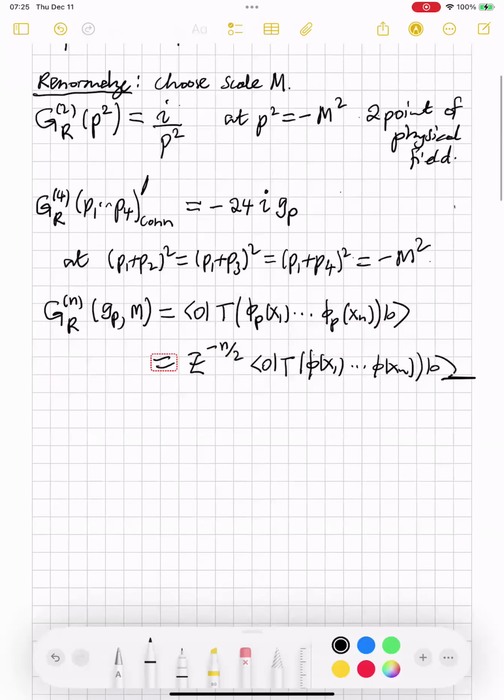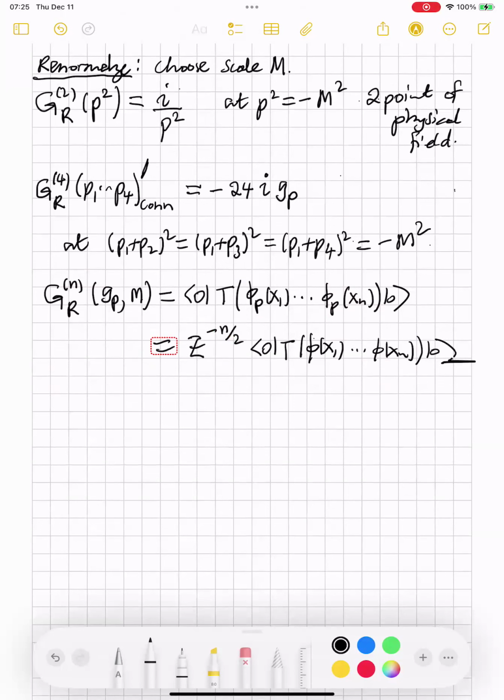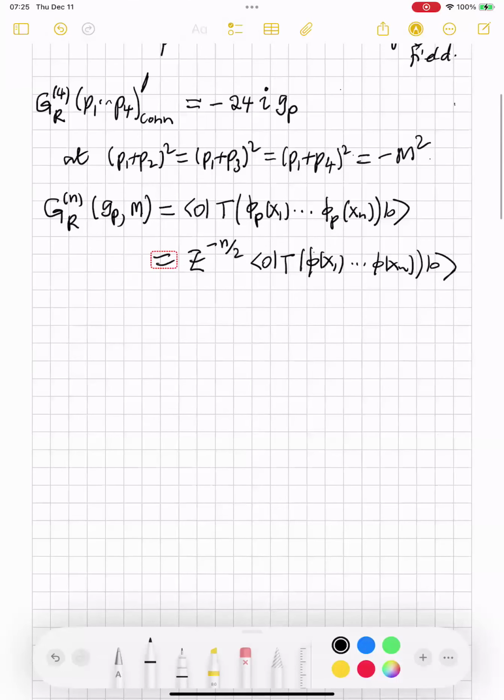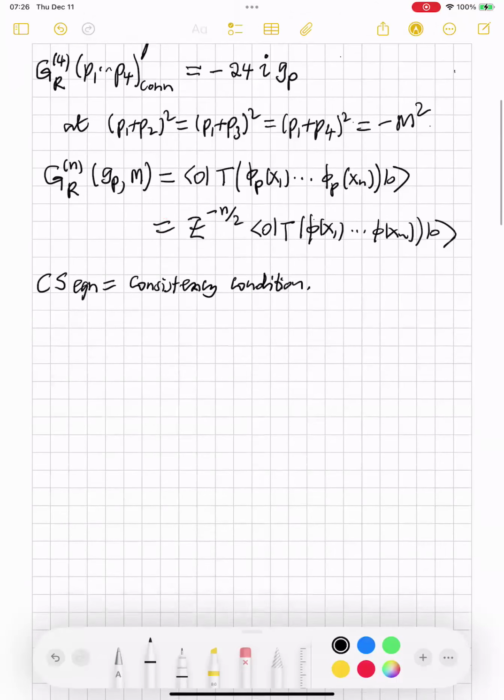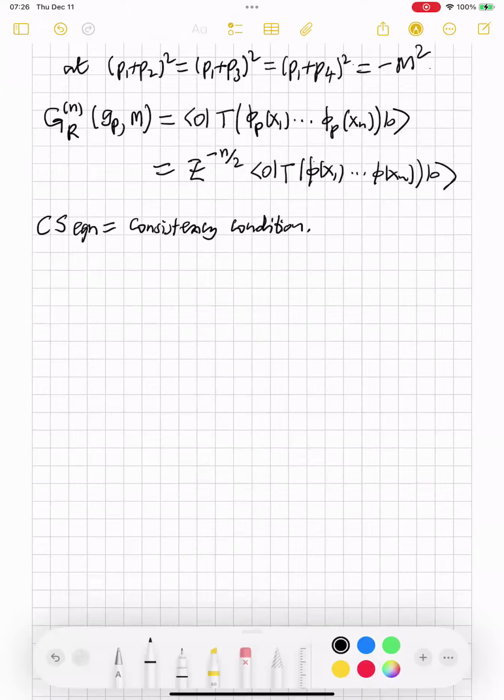Okay, so now let's come to derive the Callan-Symanzik equation. So what is the Callan-Symanzik equation? One way of saying things is that the Callan-Symanzik equation is a consistency condition that this above picture that I've just described to you makes sense. So how do you derive it? Well, let's think about it like this. Let's say I'm renormalizing the theory.